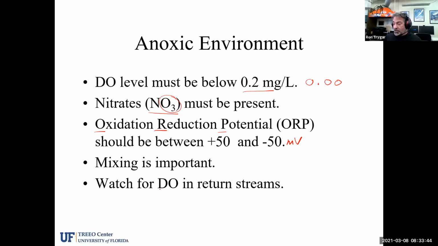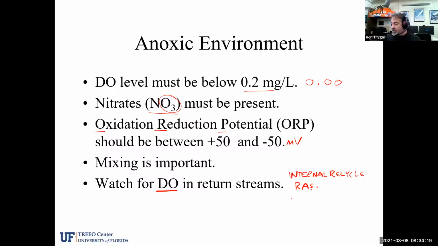And we want to watch out for any dissolved oxygen in the return streams. Return streams means internal recycles. A lot of our treatment plants have internal mixed liquor recirculation. So I'm going to put internal recycle, and this can be within its own treatment plant in some of our processes that have internal recirculation. And we also have an RAS. This is the return activated sludge back into the treatment plant. So we want to watch out for dissolved oxygen in those two.